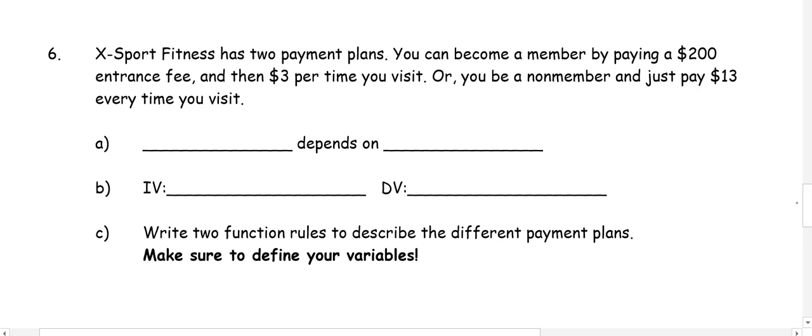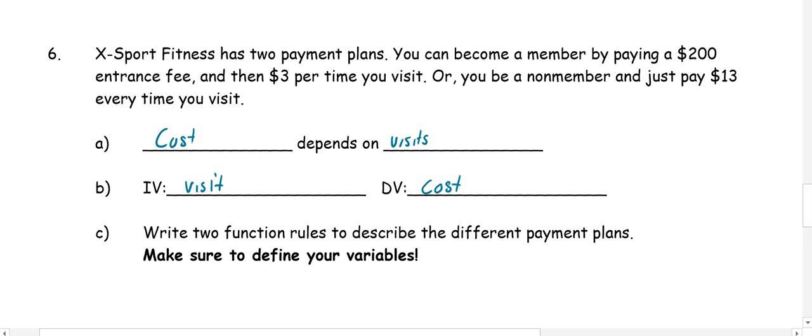Number 6, Export Fitness has 2 payment plans. You can either become a member by paying a $200 entrance fee and then $3 each time you visit, or you can be a non-member and just pay $13 each visit. So what we have here is that our cost is going to depend on the number of visits. So our independent variable is the visits, and our dependent variable is the cost.